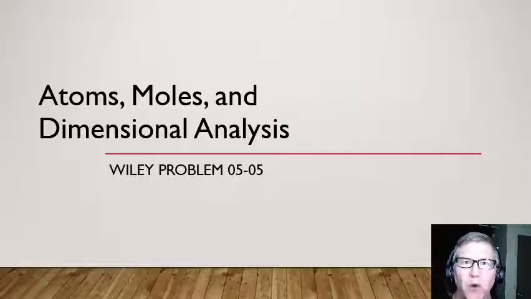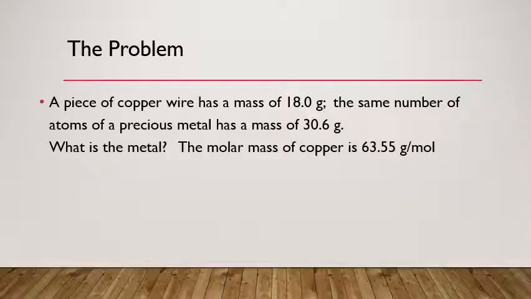In this video, we're going to talk about atoms, moles, dimensional analysis, and do Wiley problem 05-05. So here's the problem. A piece of copper wire has a mass of 18 grams. The same number of atoms of a precious metal has a mass of 30.6 grams. What is the metal? The molar mass of copper is 63.55.